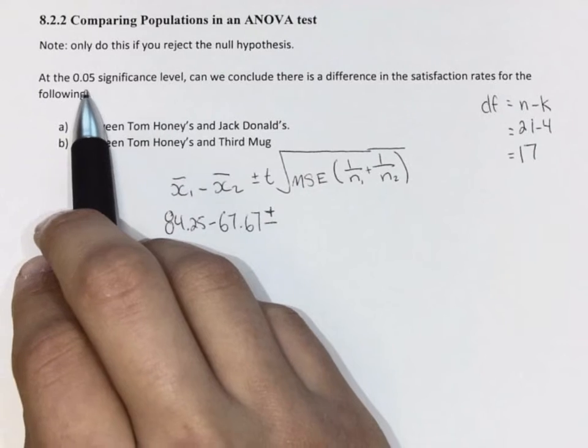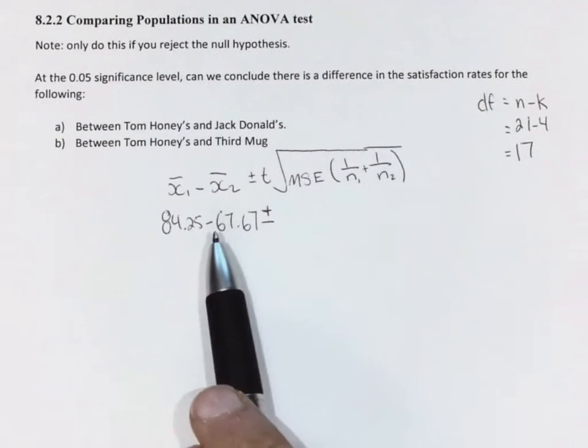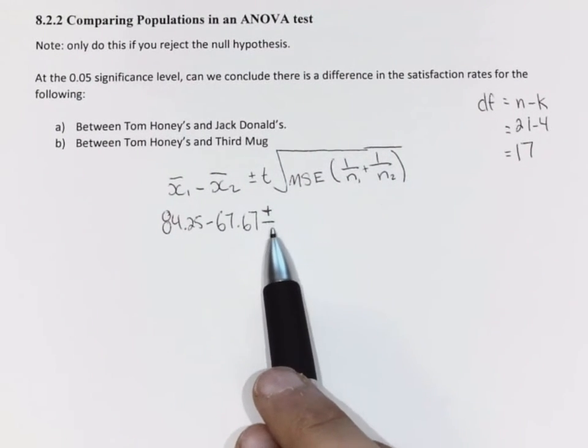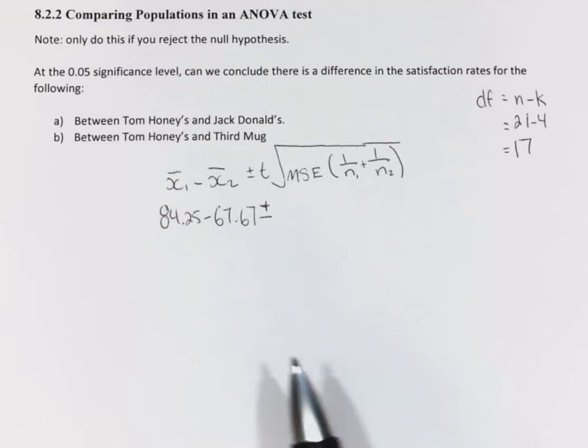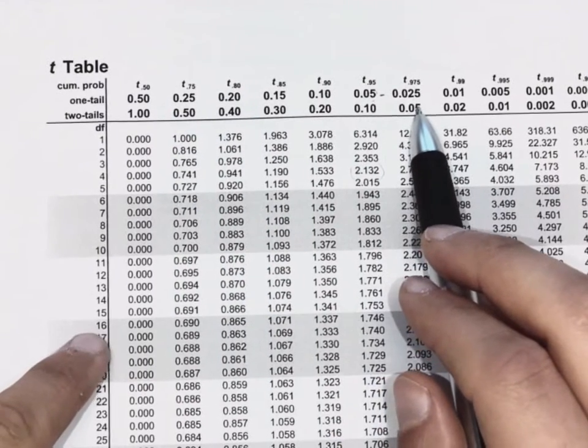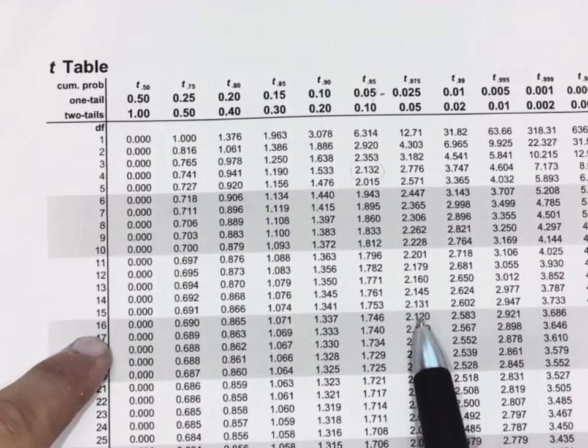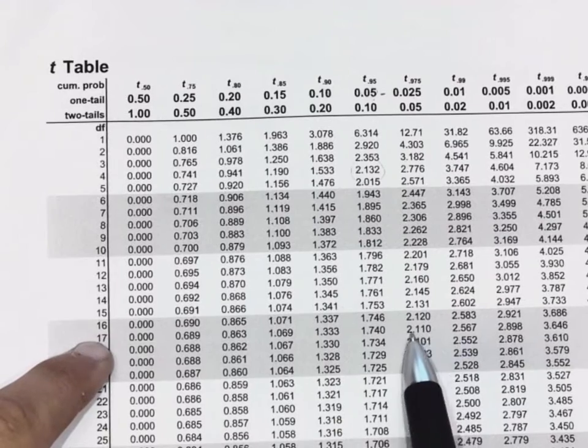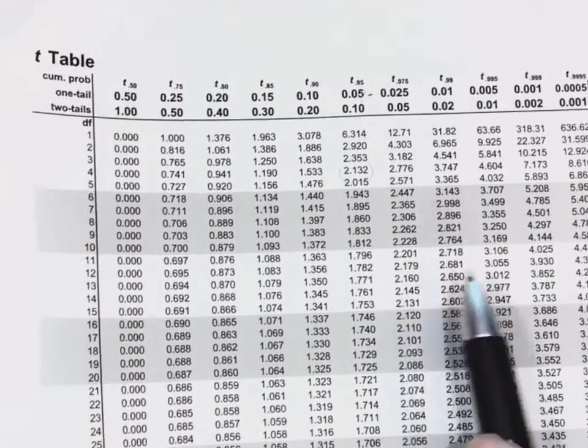Now we've set this at the 5% significance level, and with our range we can go either above or below it. So we have a two-tail. We're going to be using the two tails within the t-table. Now we have a significance level of 5%, so two tails, and 17 degrees of freedom. So we'll take this 2.110.